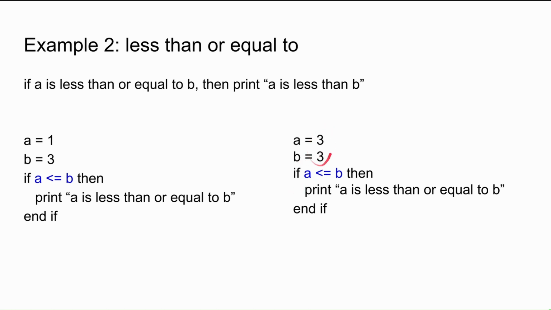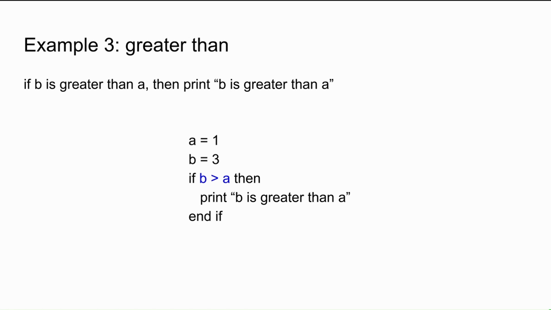In the same way, we can check if B is greater than A. In this case, we are using the greater than operator, but we are doing exactly the same thing we were doing before in the first example. So now we have that A is equal to 1, B is equal to 3, and we are checking if B is greater than A. And if it is, then print B is greater than A. In this case, B is actually greater than A, so the print will get executed.